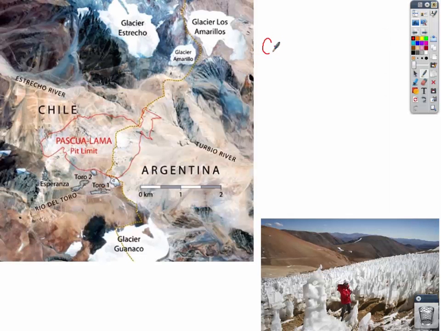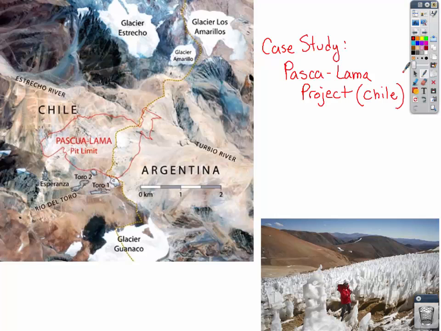A nice case study here is called the Pascua Lama project in Chile. This open pit mine operation is not currently in production. It is kind of on hold. It's on the back burner. This project is being planned to mine gold, silver, and copper in Chile at the border of Argentina and Chile.